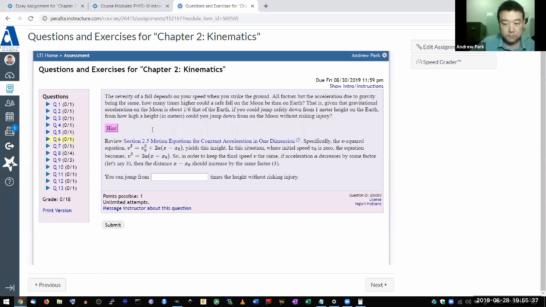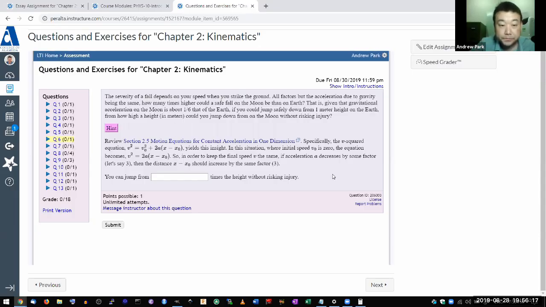So this is what the question is. The severity of a fall depends on your speed when you strike the ground, all factors but the acceleration due to gravity being the same. How many times higher could a safe fall on the moon be than on Earth? That is, given that gravitational acceleration on the moon is about 1/6 that of the Earth, if you could jump safely down from a meter height on the Earth. Okay, so I'm just going to say that is a safe height. And from how high a height in meters could you jump down from on the moon without risking injury?